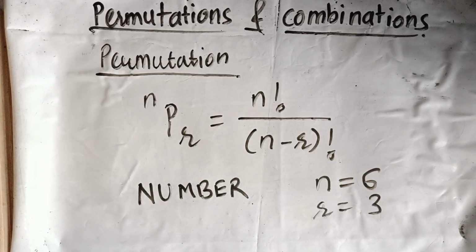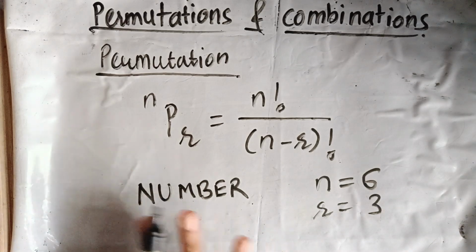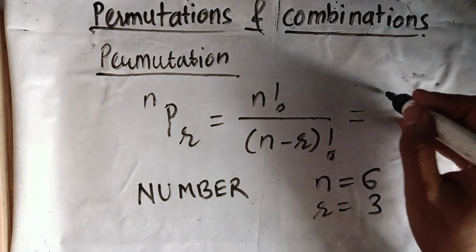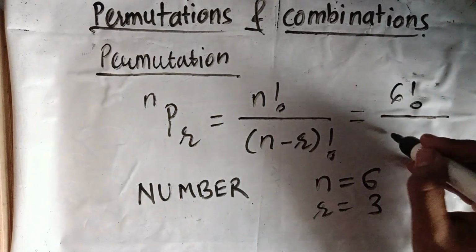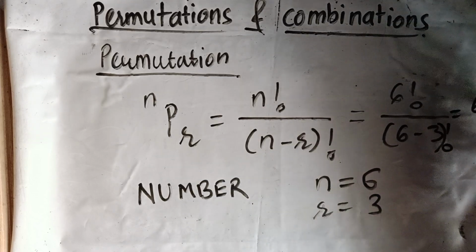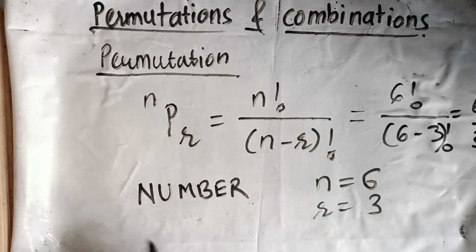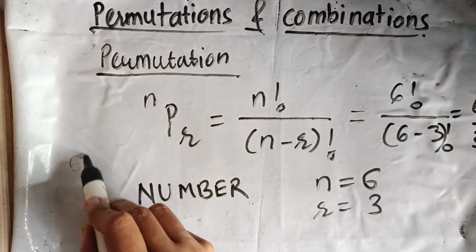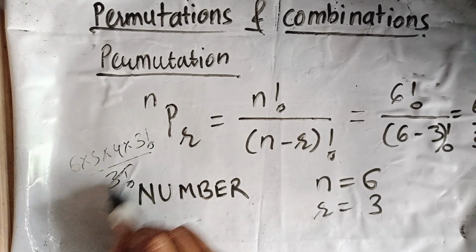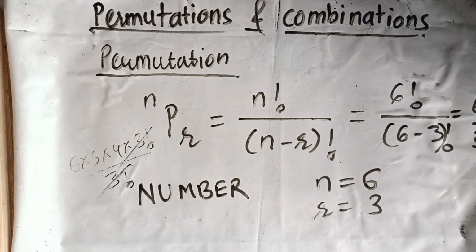In this case the repetition is not allowed, that is, you can't use the same letter twice, so all three letters should be different. So this becomes 6 factorial upon 6 minus 3 factorial, that is 6 factorial upon 3 factorial. We can write this as 6 into 5 into 4 into 3 factorial upon 3 factorial. So 6 into 5 into 4.